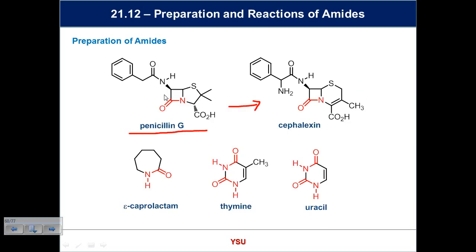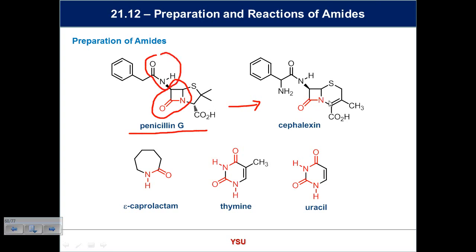We see amides in these guys. What do you know about this bond right here? What do you know about that cycle? Strained, and as you'll learn later, that's what leads to its activity. It opens up in part of its mechanism in terms of how it works. This is a polyamide. This is actually an amino acid derivative. You have all these amide bonds in here.